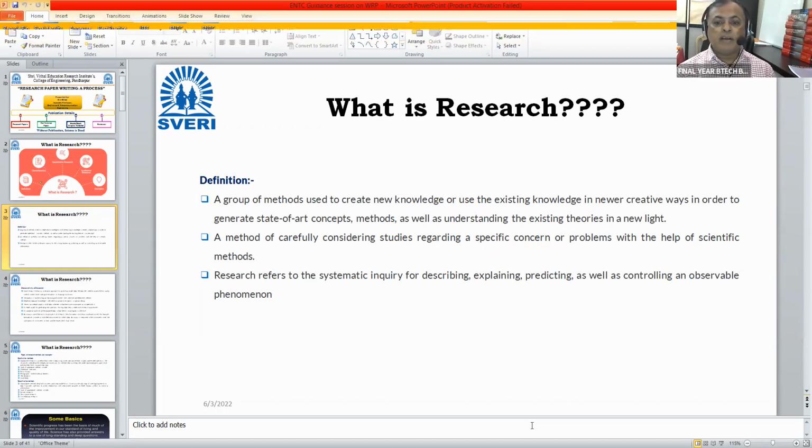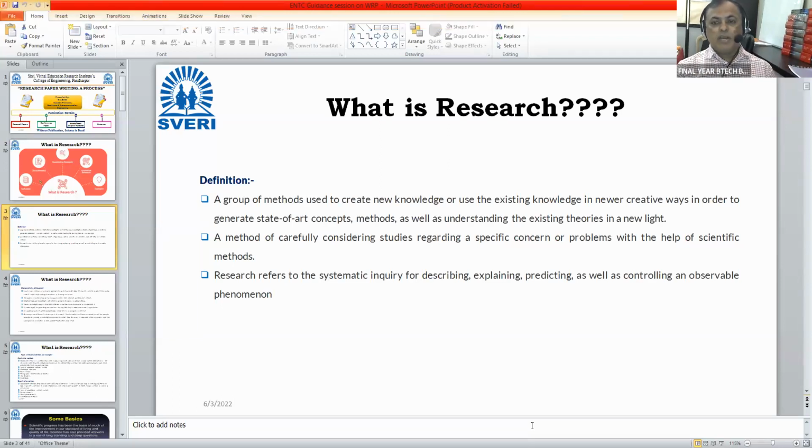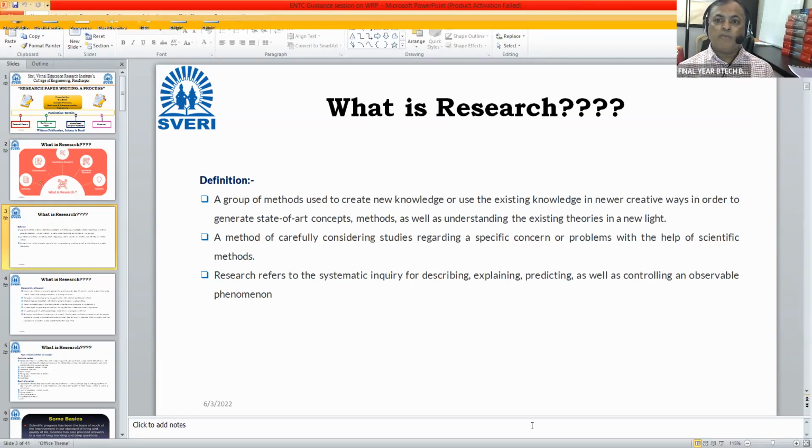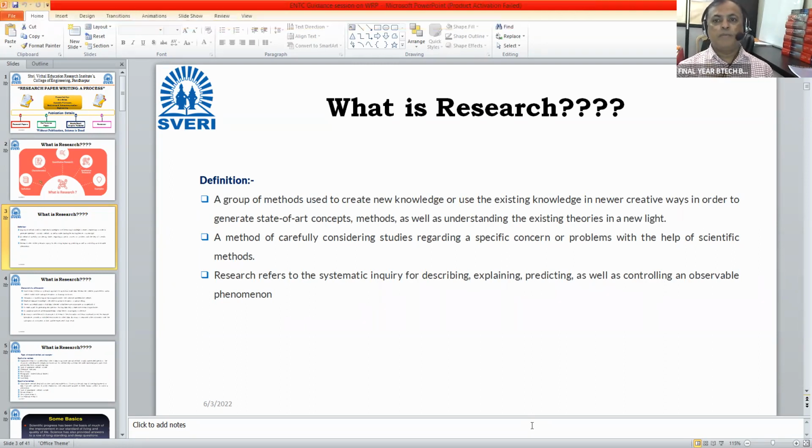And the other thing is controlling an observable phenomena, that is nothing but the observation that you have found out, which is in a controlled manner. So the way you get to the observation has to be very much important. All these things are nothing but research. And if you want to be always new, if you want to be always young, you always should keep on doing research. You always should keep on doing something that is very important.